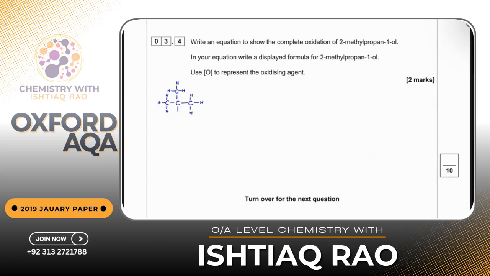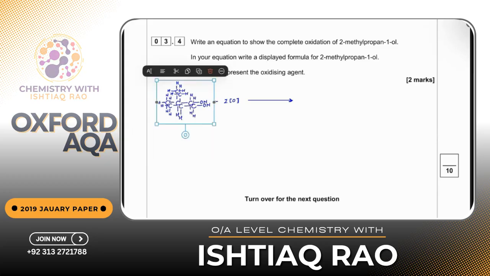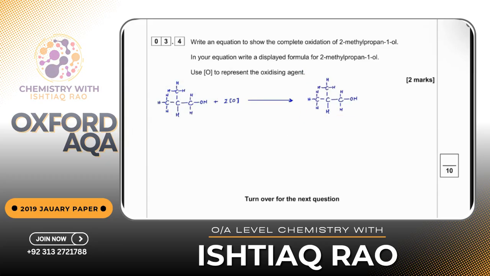This is the first one, and this is OH. I'm going to oxidize it. And as a result of this, what would be the product? It's a primary alcohol, and primary alcohol means what would be the product if I would be oxidizing it? Yes, what would be the product?